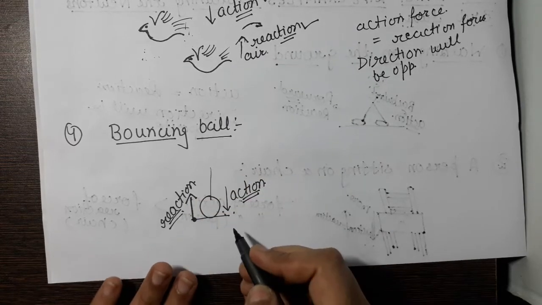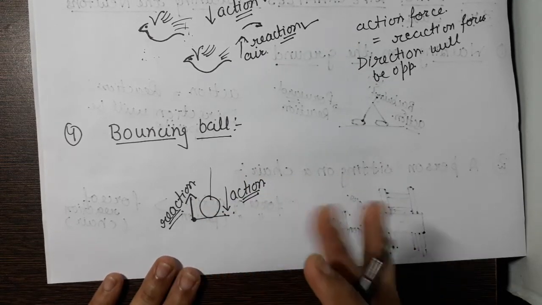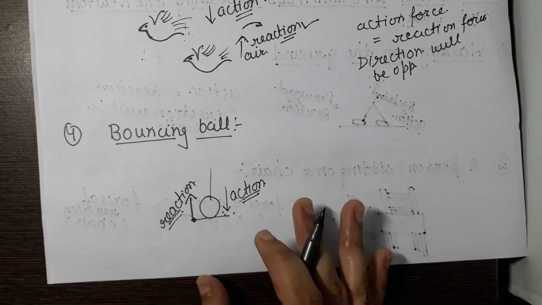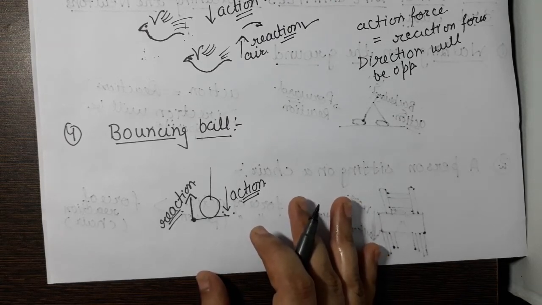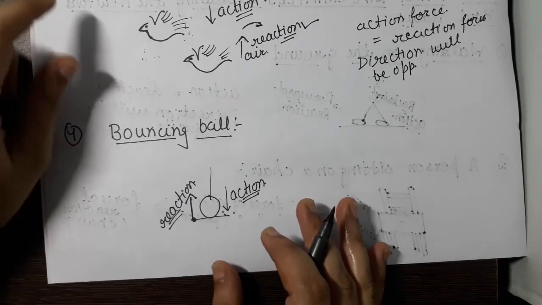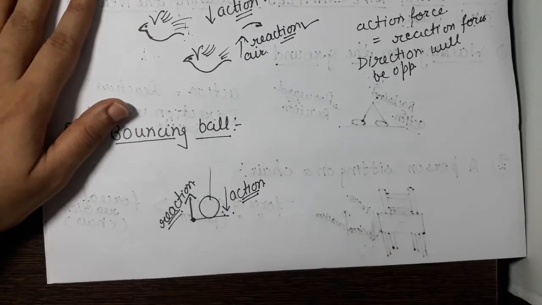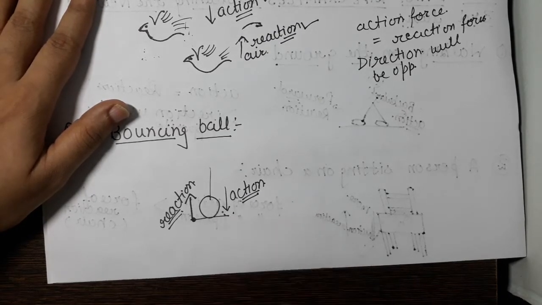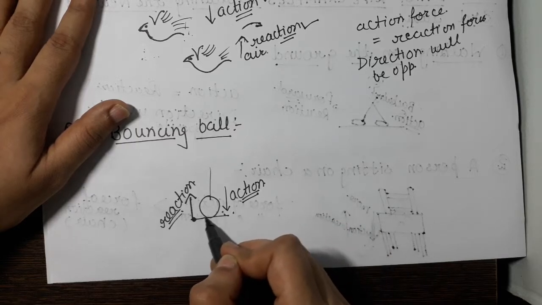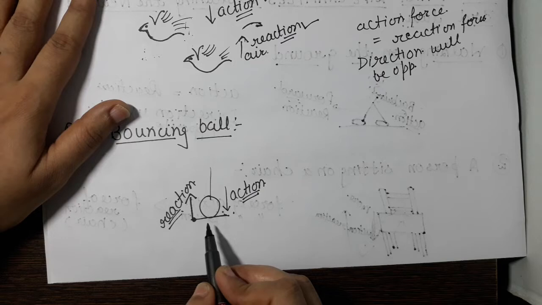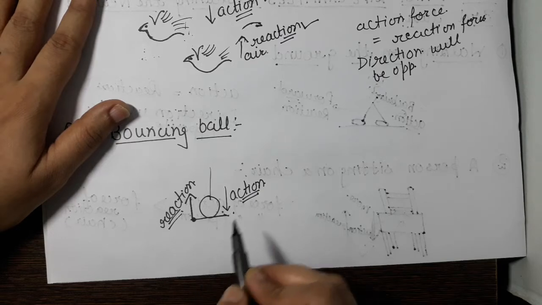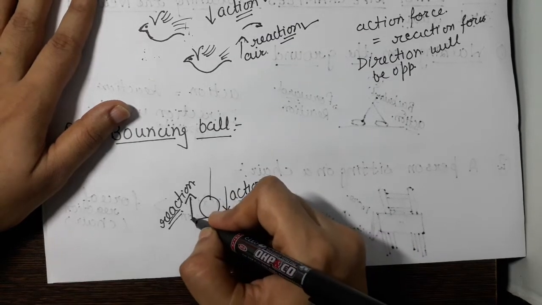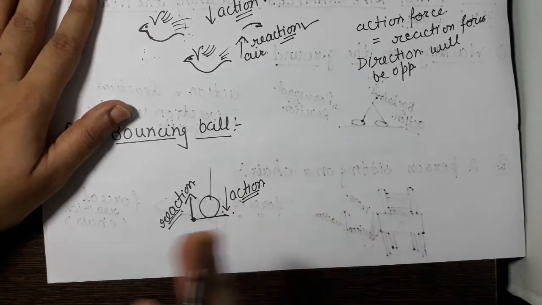So here also action and reaction both are occurring, so the ball is bouncing when we throw the ball. But here a question arises: why did the ground not get displaced from its position? Here the ball is displacing from its position, but why not the ground? The ground is at rest. Because here the ball's power is less than the ground's power. The ground is more powerful, so it applies more force, but the ball is less powerful.